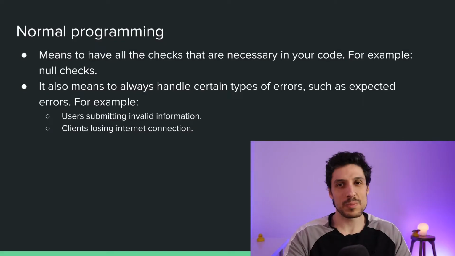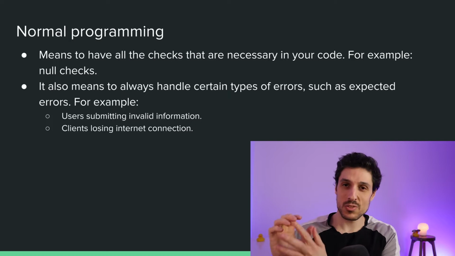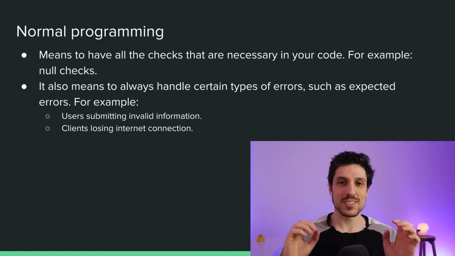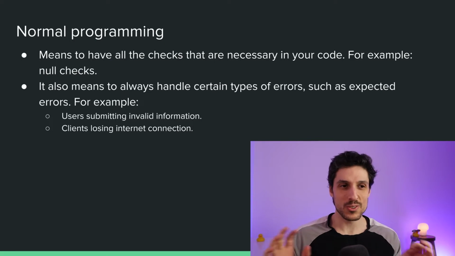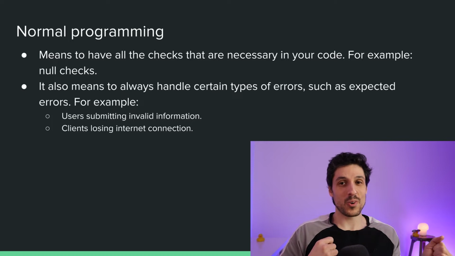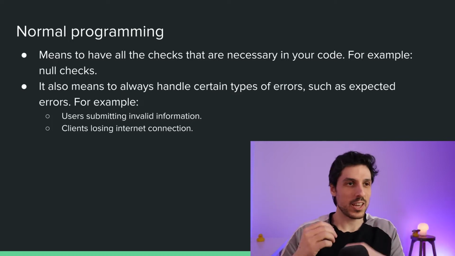Normal programming basically means to have all of the checks that are necessary in your code and to handle certain errors as well. Those things are not optional. You have to do this for all programs. And if you don't do them, your program is not going to be good, or it's going to be buggy. It's not going to work. So let's start with the checks.